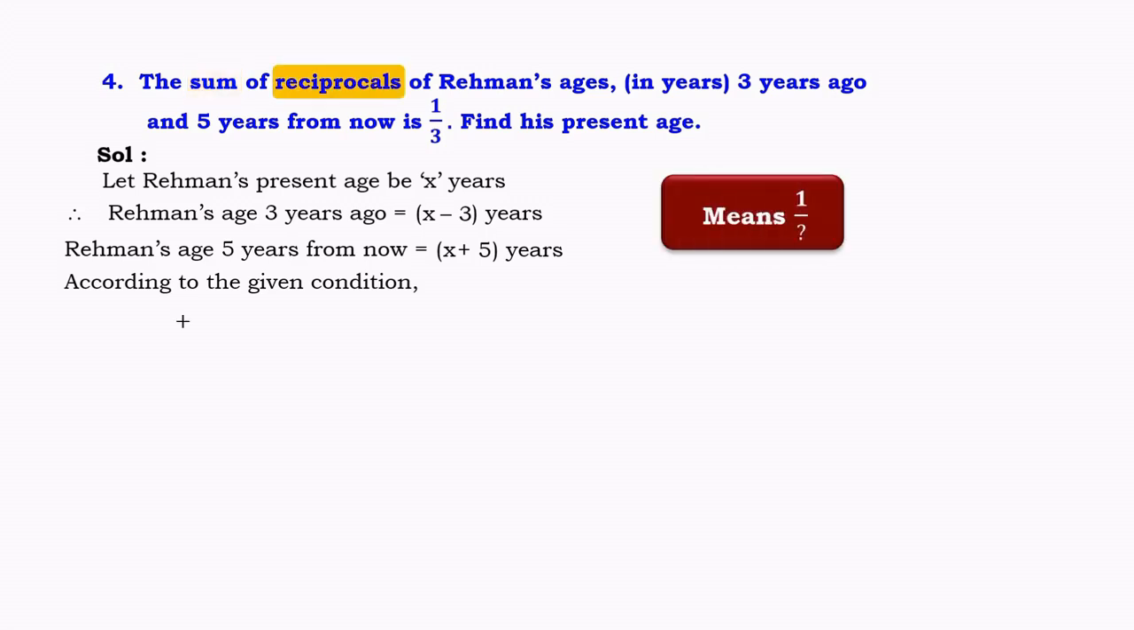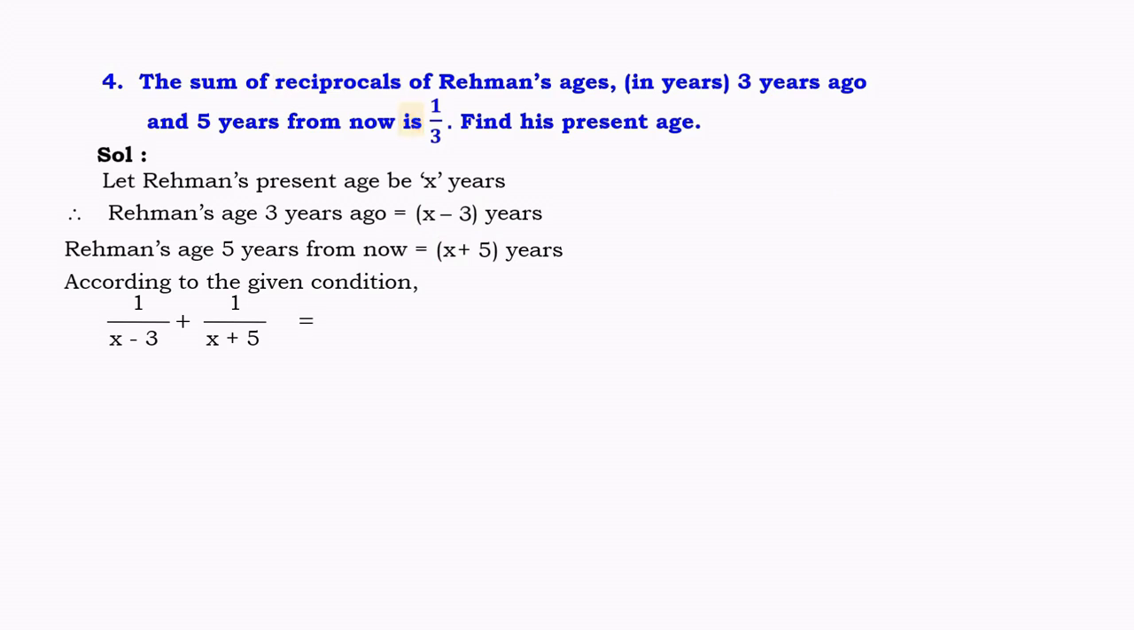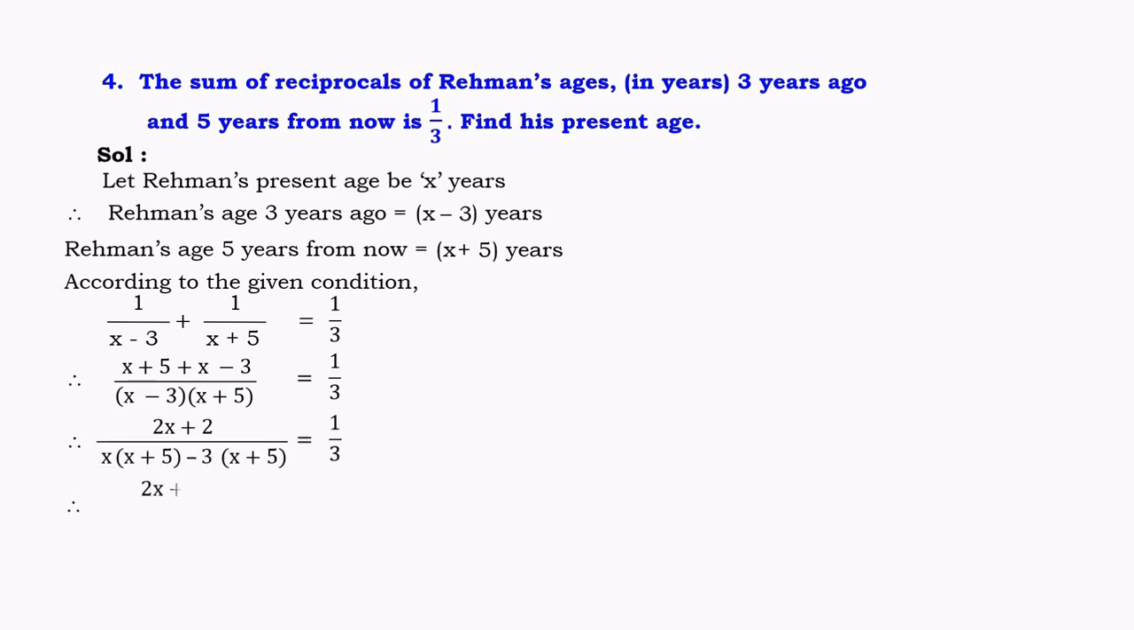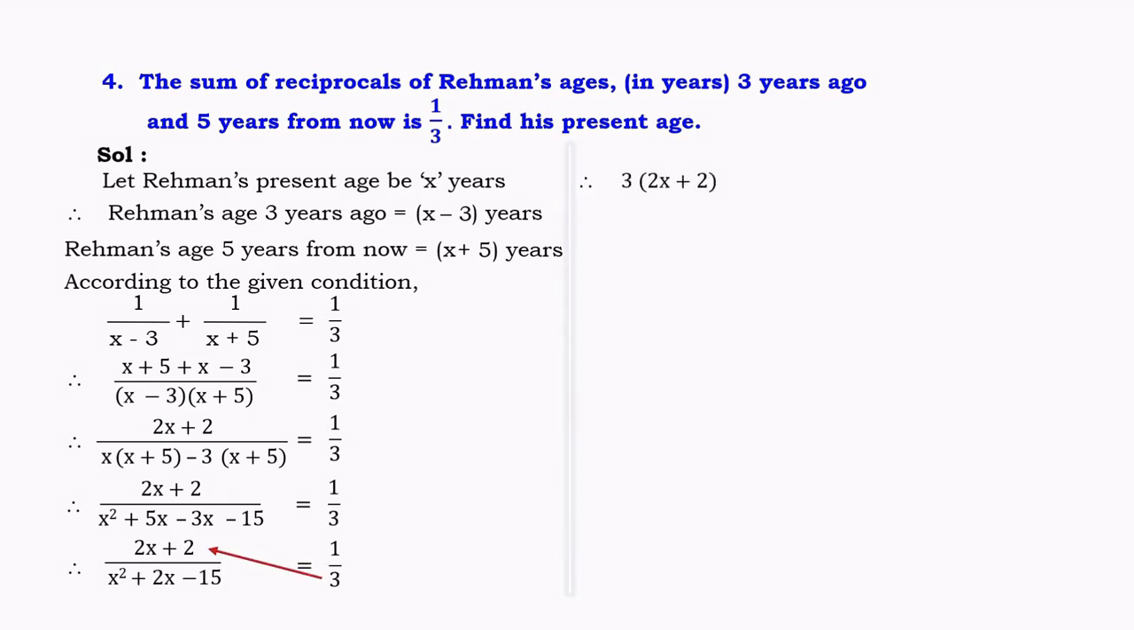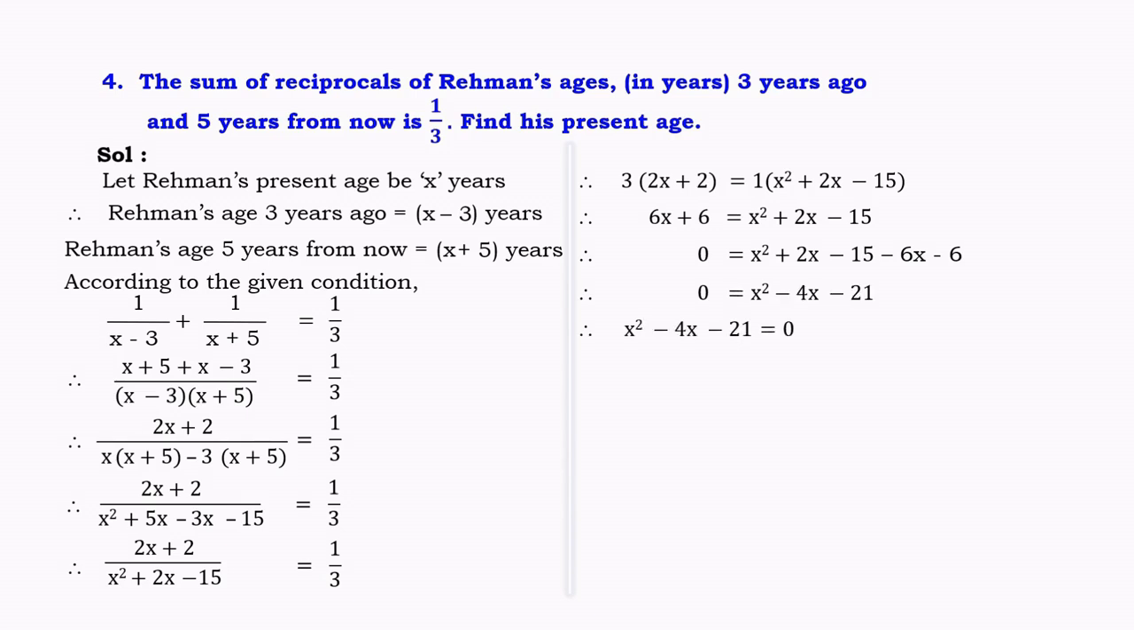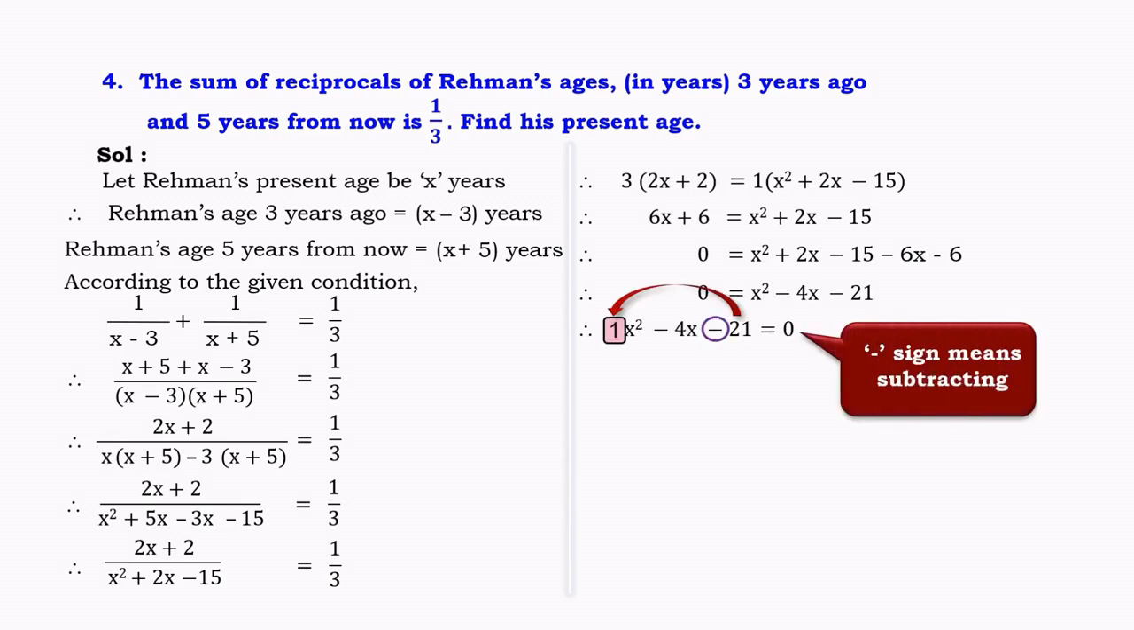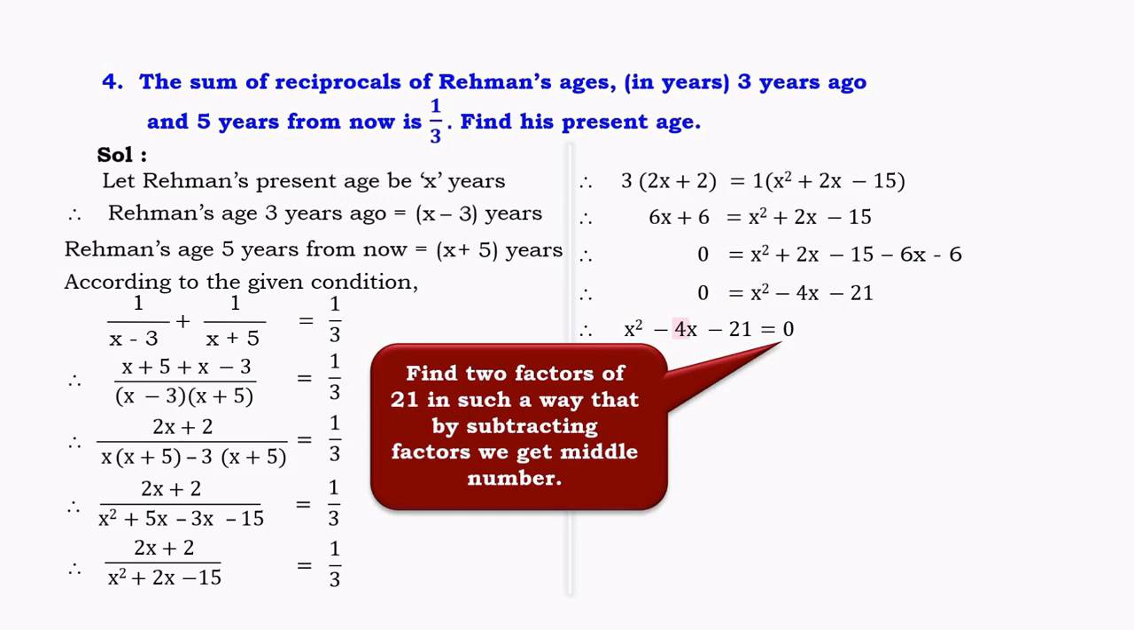Now, we add the two fractions by taking a common denominator and simplify the expression. After simplifying and cross-multiplying, we get the quadratic equation x squared minus 4x minus 21 equals 0. Now, we need to factorize this quadratic equation. We have to find two factors of 21 such that their difference is 4. The factors are 7 and 3 because 7 minus 3 equals 4.